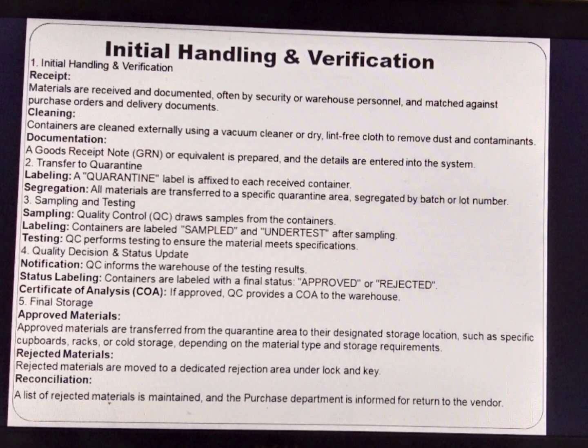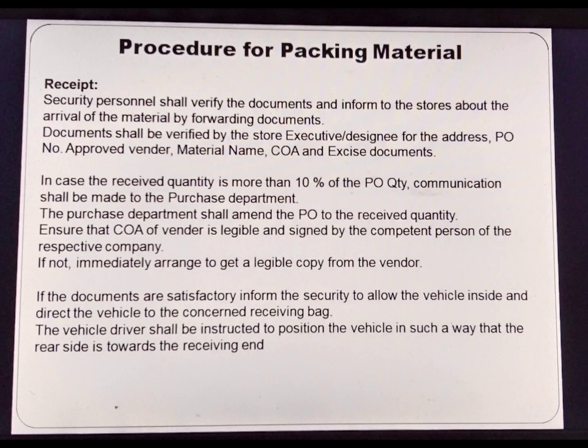Final storage. Approved materials are transferred from the quarantine area to their designated storage location, such as a specific cupboard, racks, or cold storage, depending on the material type and storage requirement. Rejected materials are moved to a dedicated rejected area under lock and key provision. Reconciliation: a list of rejected material is maintained and the purchase department is informed for return to the vendor.